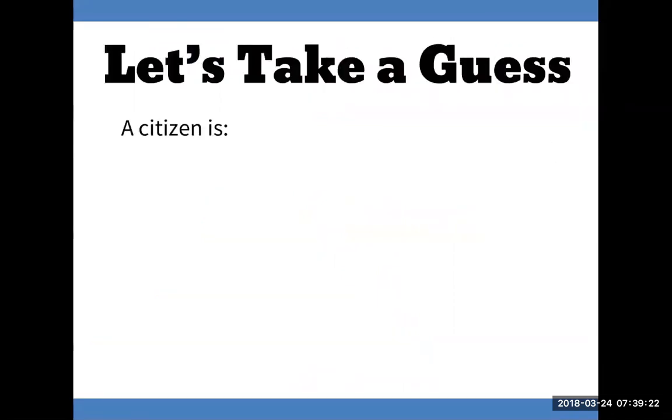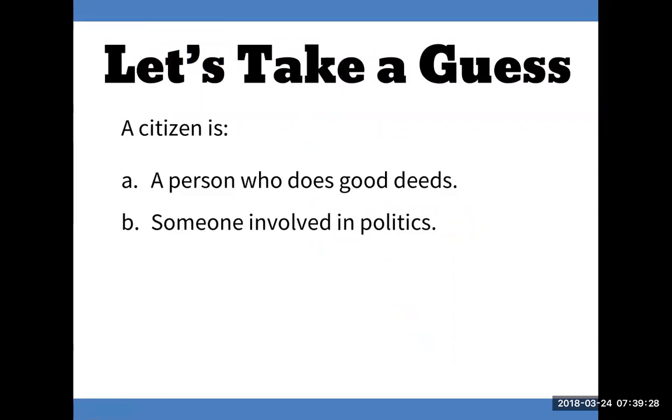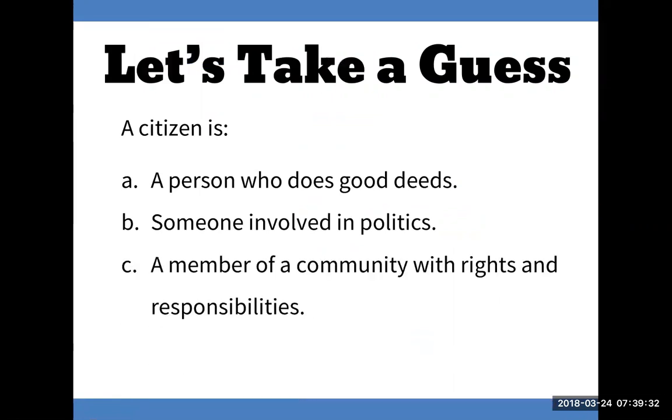Let's take a guess. A citizen is A, a person who does good deeds. B, someone involved in politics. C, a member of a community with rights and responsibilities. D, an adult. If you answered C, a member of the community with rights and responsibilities, you are correct.